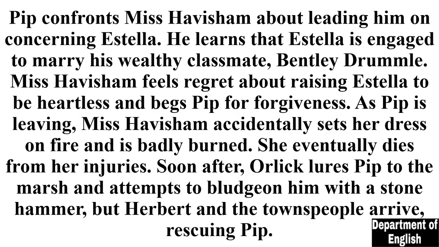Miss Havisham feels regret about raising Estella to be heartless and begs Pip for forgiveness. As Pip is leaving, Miss Havisham accidentally sets her dress on fire and is badly burned. She eventually dies from her injuries. Soon after, Orlick lures Pip to the marsh and attempts to murder him with a stone hammer. But Herbert and the townspeople arrive, rescuing Pip.